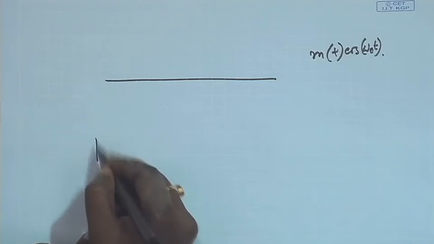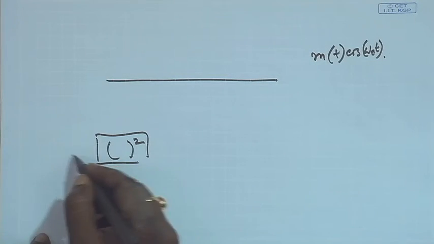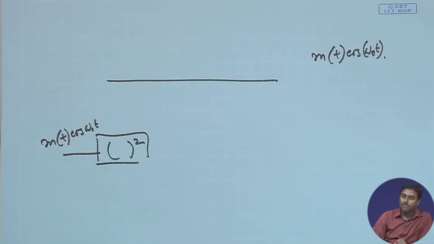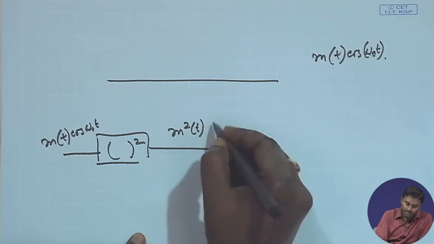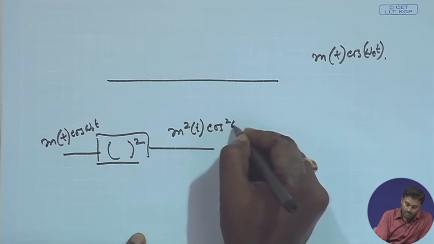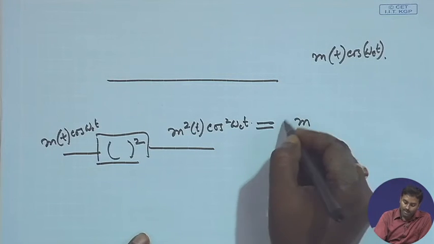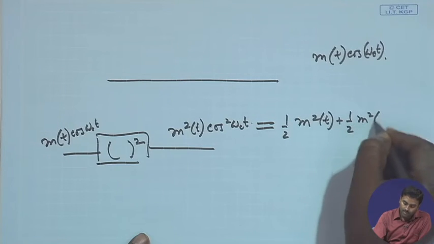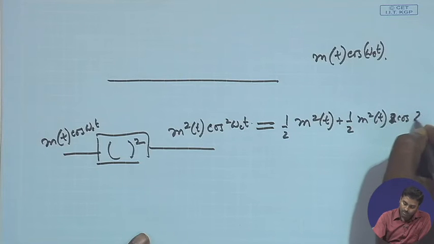What is the chance of doing that? Let us put this circuit, which is a squaring of it. Okay. So, let us have m(t) cos omega_c t. I square it. So, what do I get? Here I will be getting m square t cos square omega_c t, right, which I can write as half m square t plus half m square t cos 2 omega_c t.